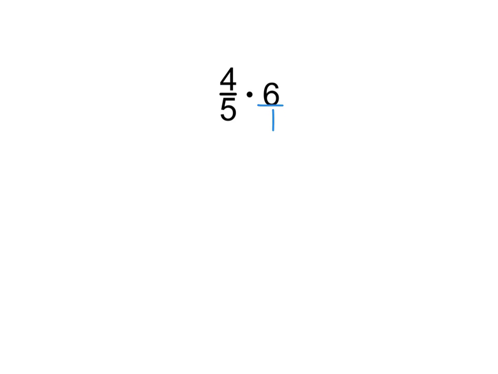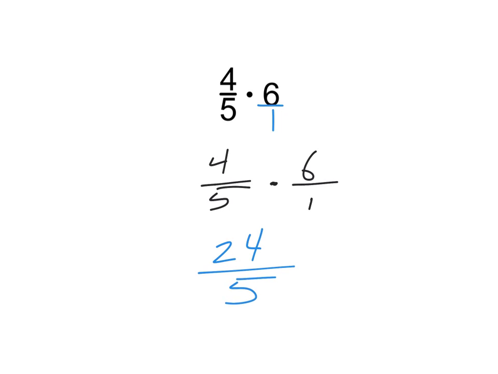And if I write it as 6 over 1, then it's much easier to do, because I can now just look at it as still multiplying across the top and multiplying across the bottom. And so 4 times 6 on the top is 24. 5 times 1 on the bottom is 5. So 24/5 is our answer.